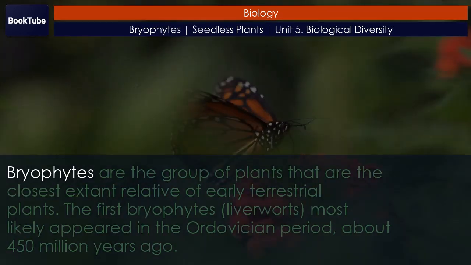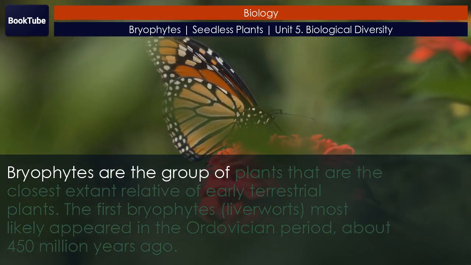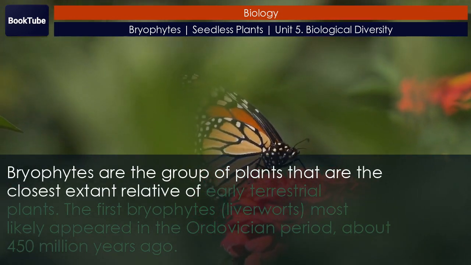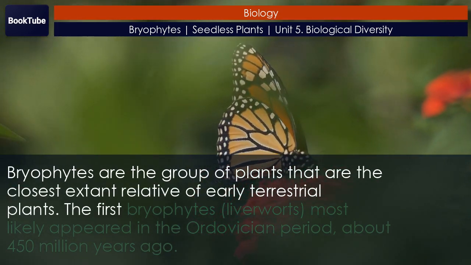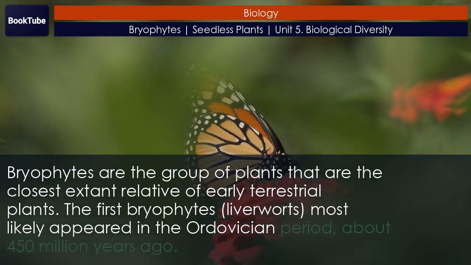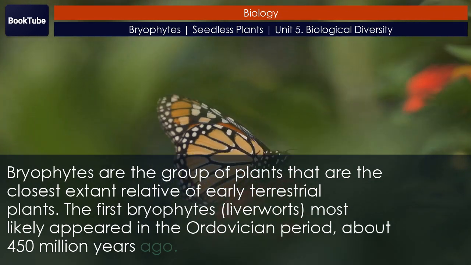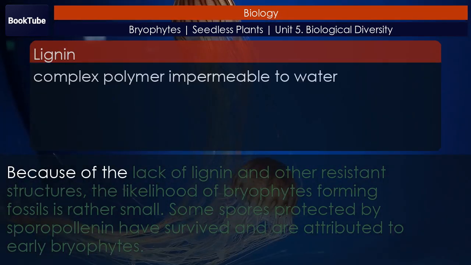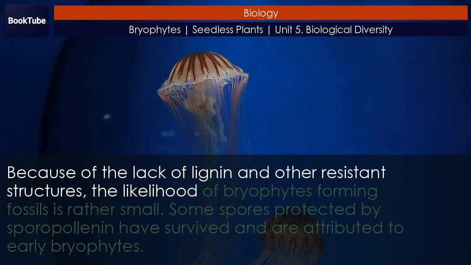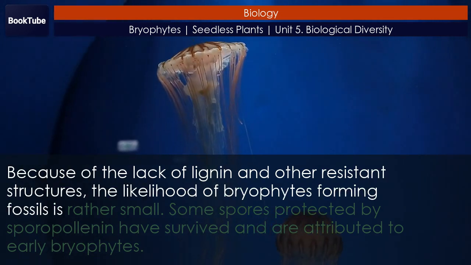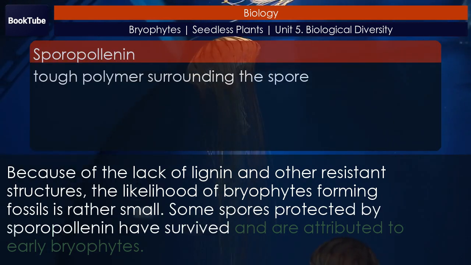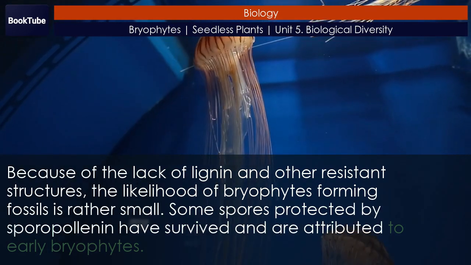Bryophytes. Bryophytes are the group of plants that are the closest extant relative of early terrestrial plants. The first bryophytes, liverworts, most likely appeared in the Ordovician period, about 450 million years ago. Because of the lack of lignin and other resistant structures, the likelihood of bryophytes forming fossils is rather small. Some spores protected by sporopollenin have survived and are attributed to early bryophytes.